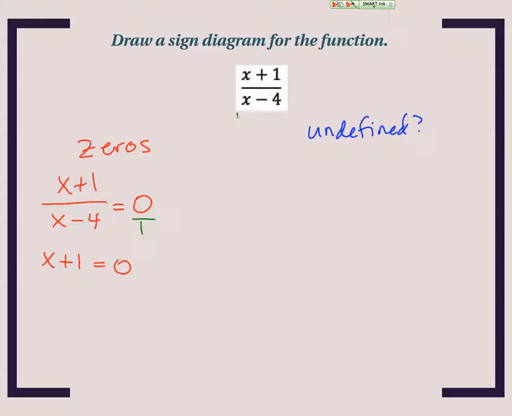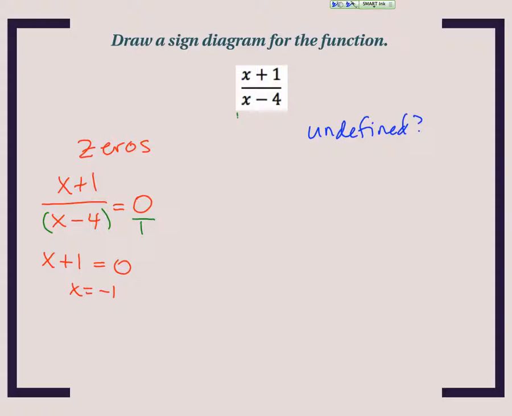Another strategy, I don't want to confuse you, but you could just multiply by the denominator on both sides. You end up with the same result. So you want to get that out of the denominator, but when you multiply by 0, it's 0. So that's just another thing that came up. So now when I solve it, I get x equals negative 1. So that is my 0. So I'll put a mark on my number line. I'm not drawing my number line yet, but I'll put a mark there.